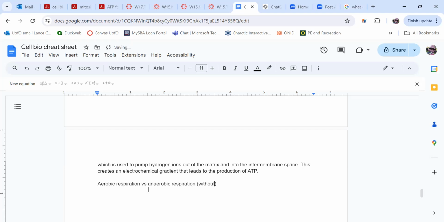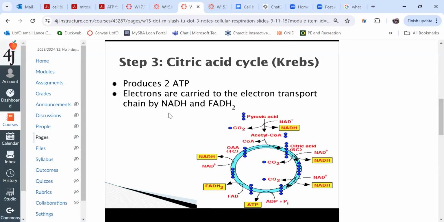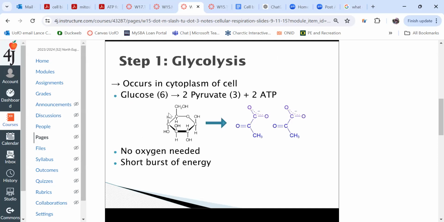We'll put a note in here that anaerobic is without oxygen and aerobic is with oxygen. So know the difference. So in glycolysis, no oxygen is needed. So that's anaerobic respiration.